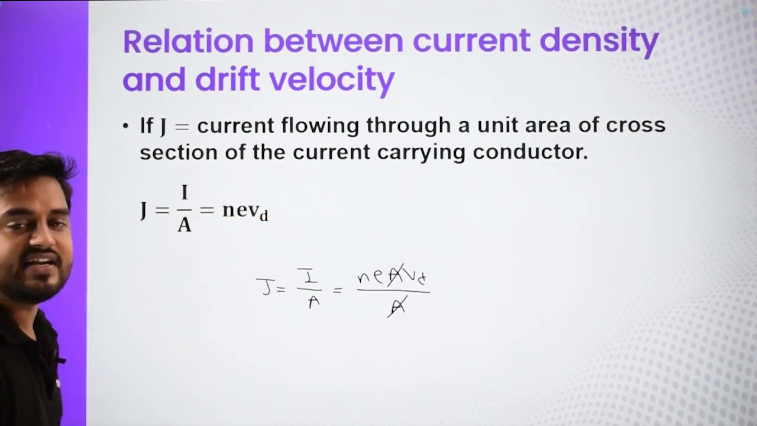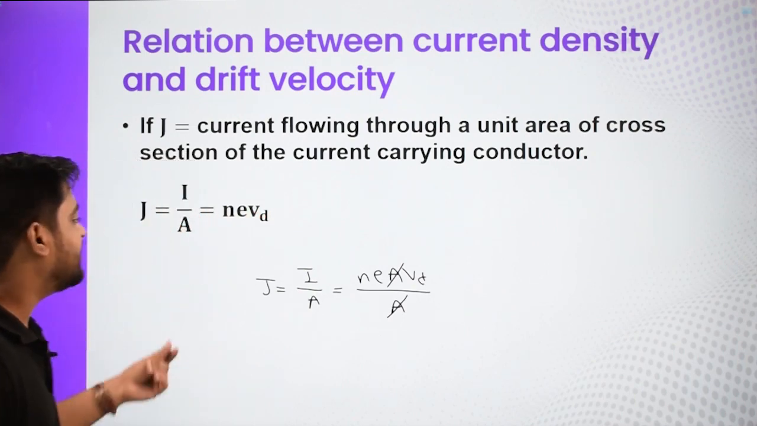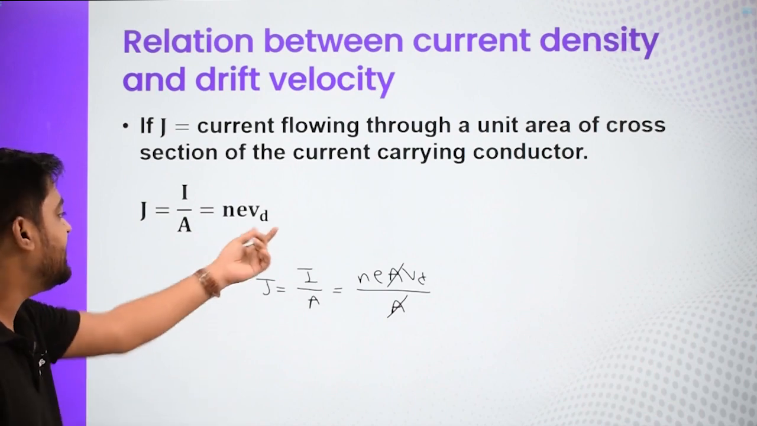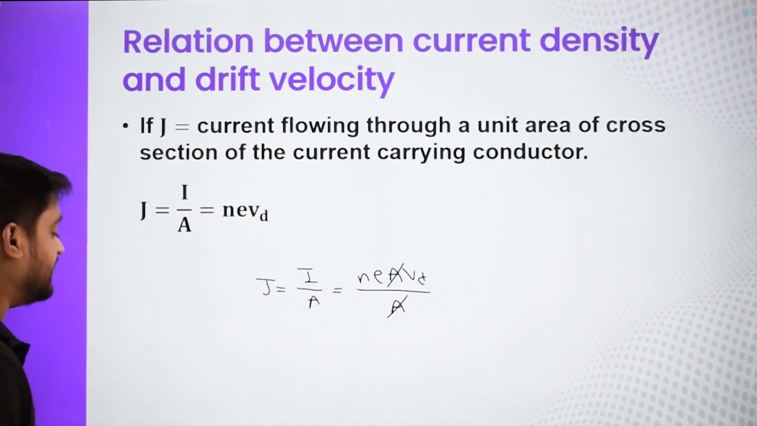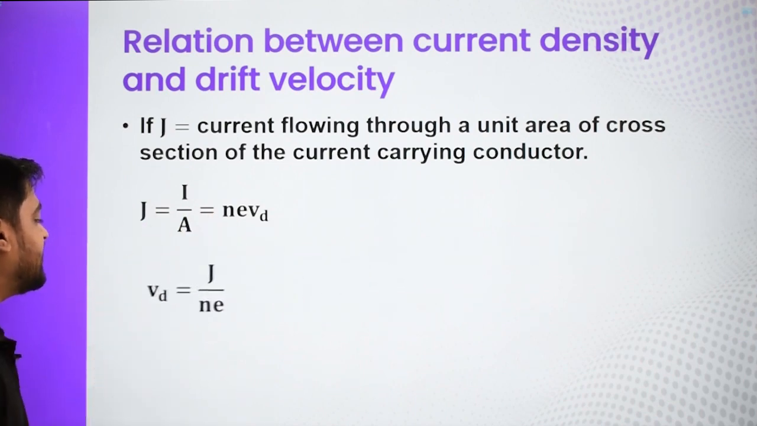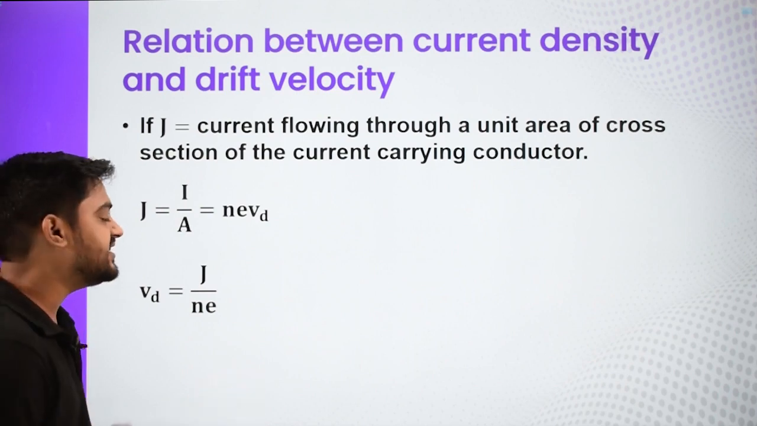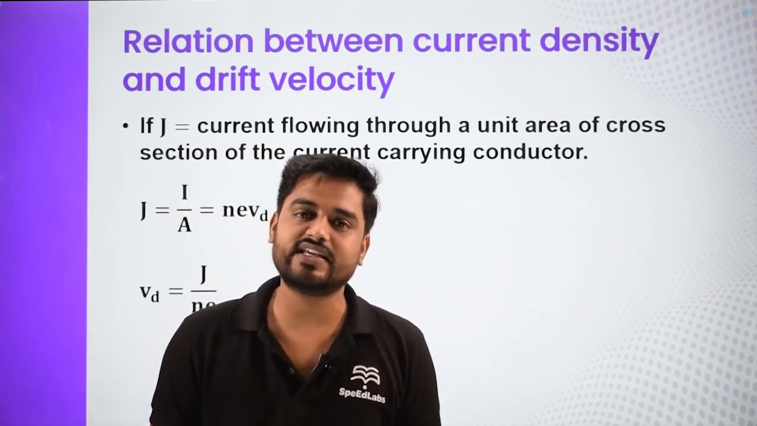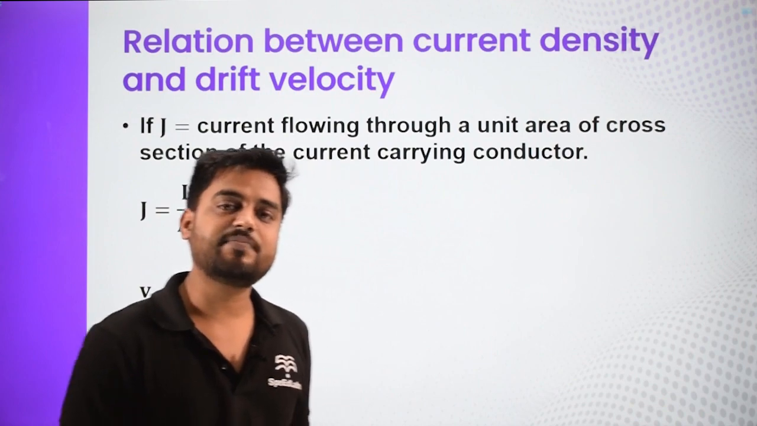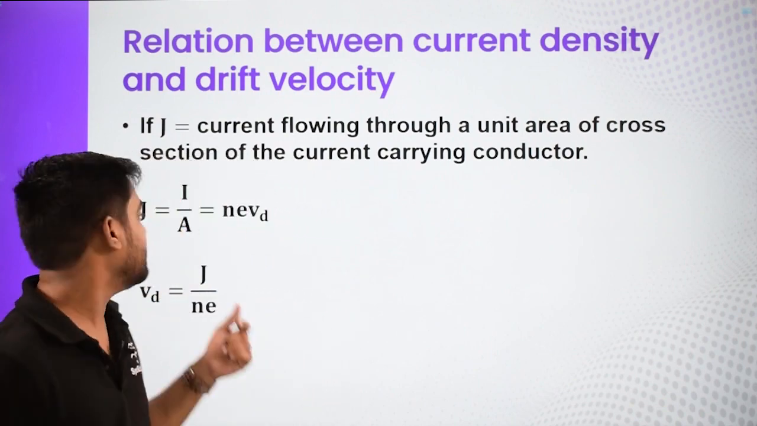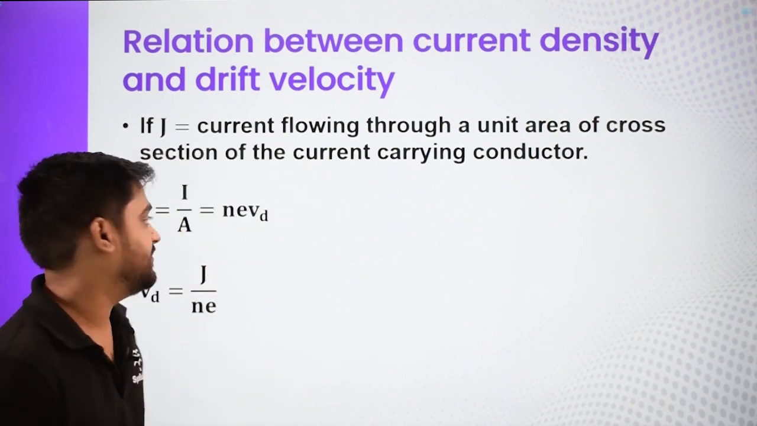J is the current density. And if I want to make Vd the subject, then Vd is nothing but J upon Ne. So hence we get this expression, which you can remember, but it is better to remember I is equal to NEAVd. And if we just divide it by A, we get this expression: J is equal to NeVd.